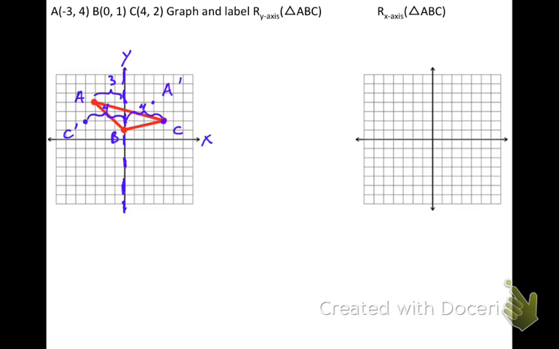Important thing to notice here is that B is right on my line of reflection, and so it's just going to stay where it is because it moved 0 units, so it'll move 0 units to go to the other side. So my final triangle will look something like this. Again, I just reflected it, rolled it to the other side of my y-axis.